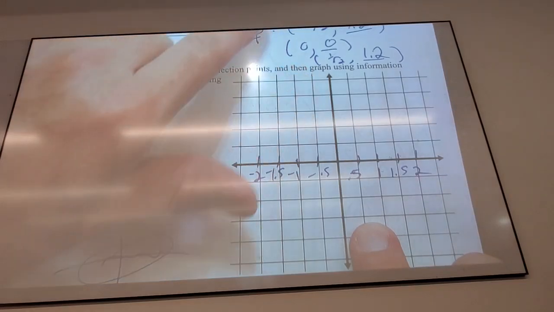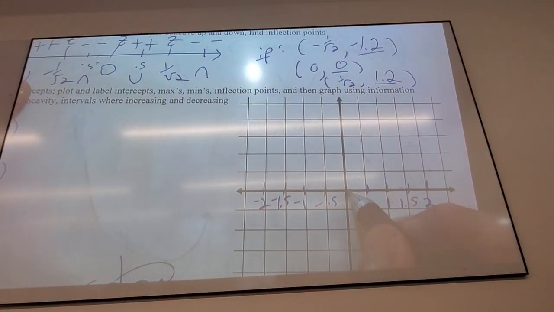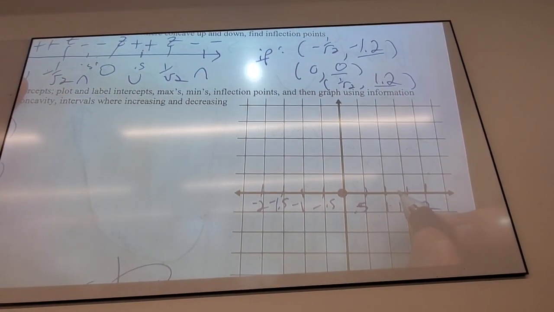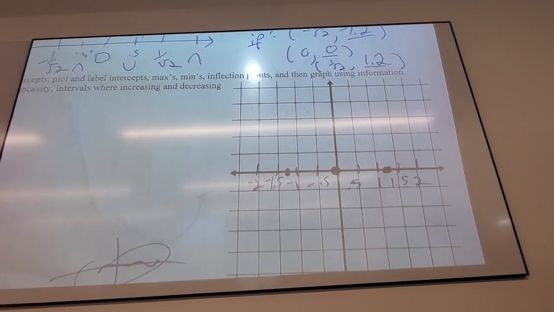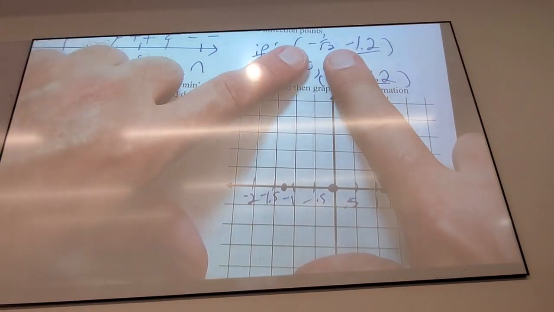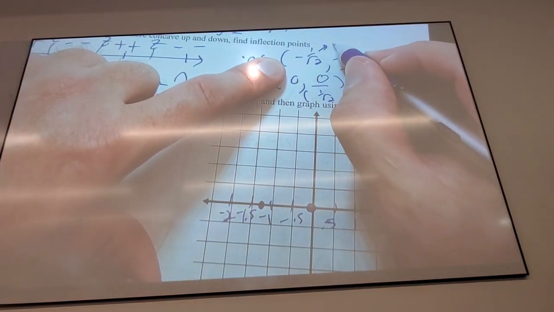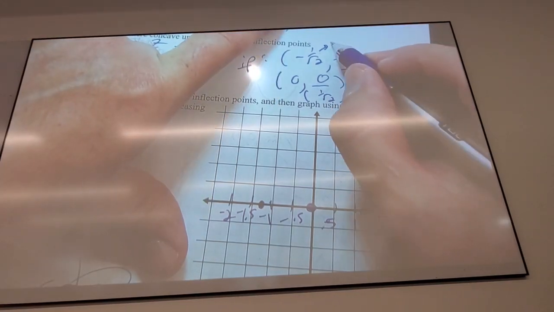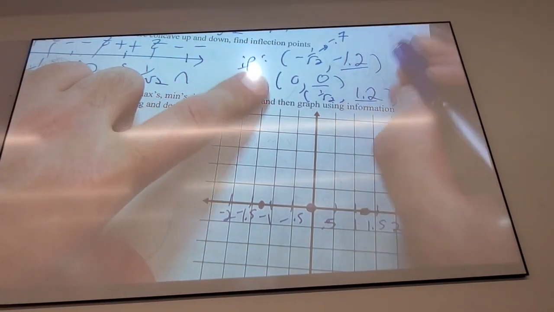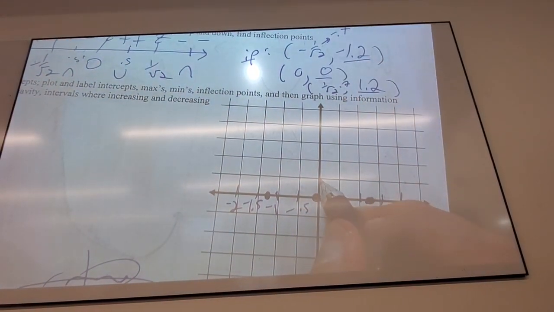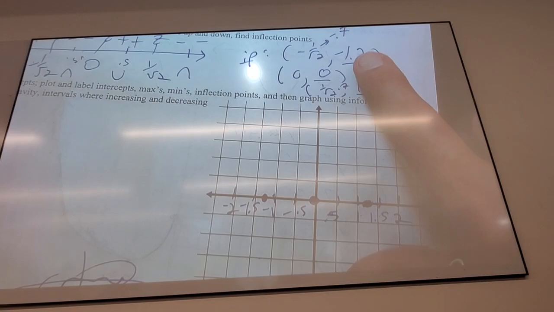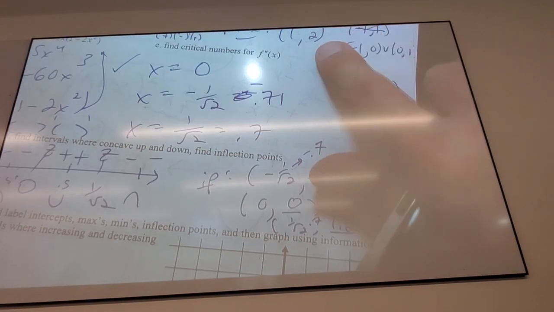We know there's a 0, 0, 1.3, 0, negative 1.3, 0. We've got inflection points. What was it? Oh, a negative point, so there it is. Negative 0.7, negative 1.2. So now I can make my Y scale. Let's look at my outputs. What are my biggest outputs? My biggest outputs look to be 2 and negative 2, yeah?